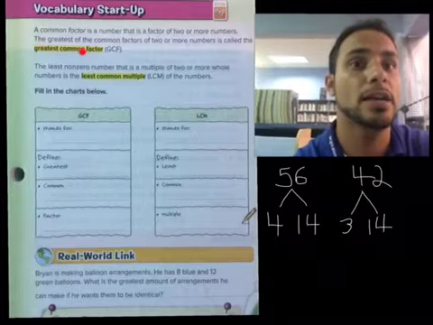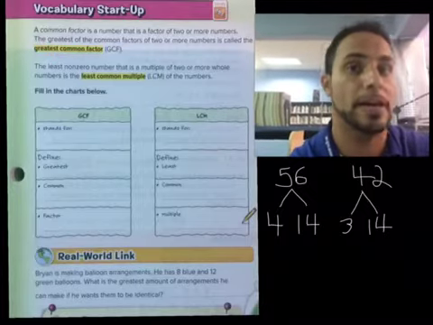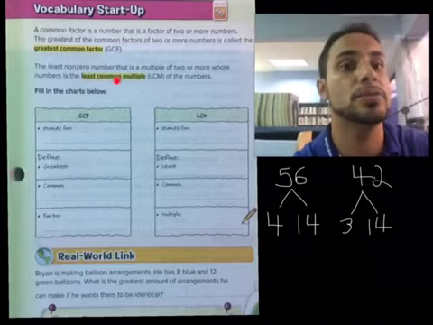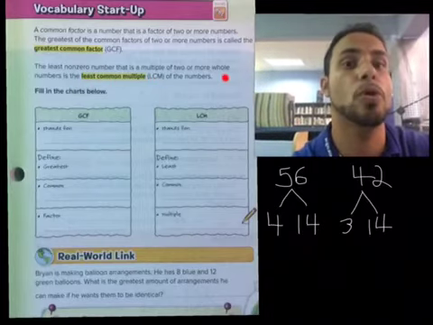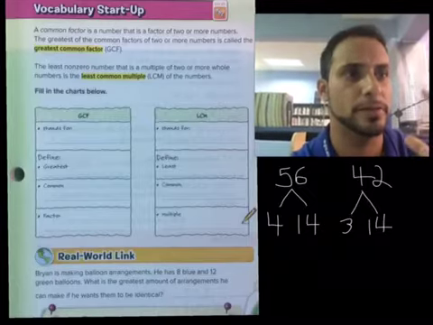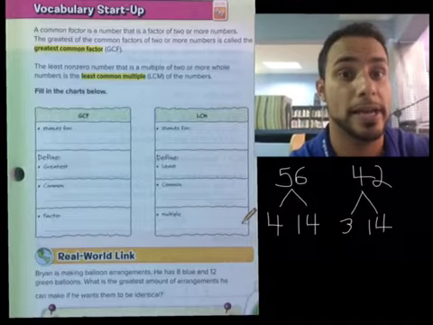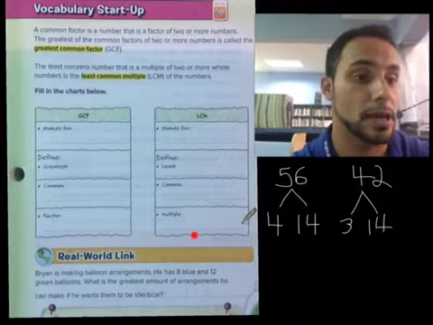The greatest of the common factors of 2 or more numbers is called the greatest common factor. The least non-zero number that is a multiple of 2 or more whole numbers is the least common multiple. Alright, that's a little bit of a hard sentence to understand because it's very technical. So let's break it up. What's the greatest common factor? What's the least common multiple?